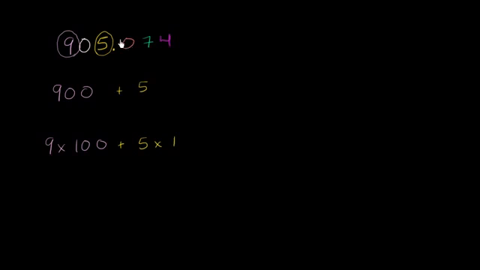But let's move on. You have another 0. This 0 is in the tenths place. This is telling us the number of tenths we're going to have. This is 0 tenths, so it's really not adding much. Or it's not adding anything.